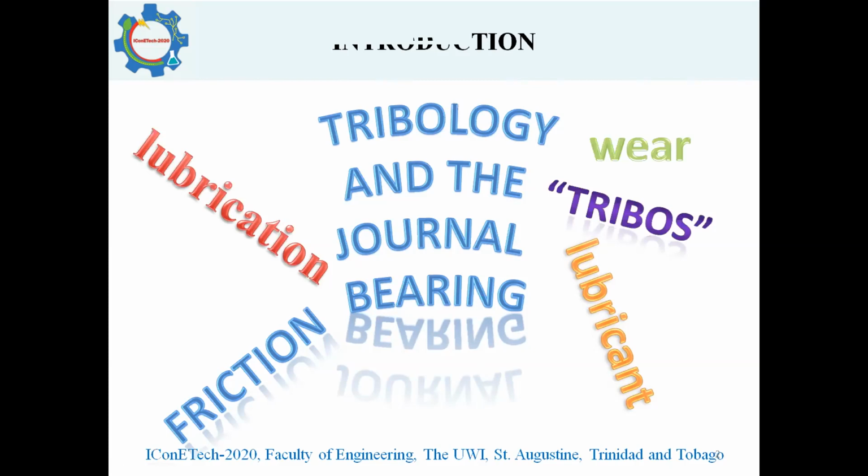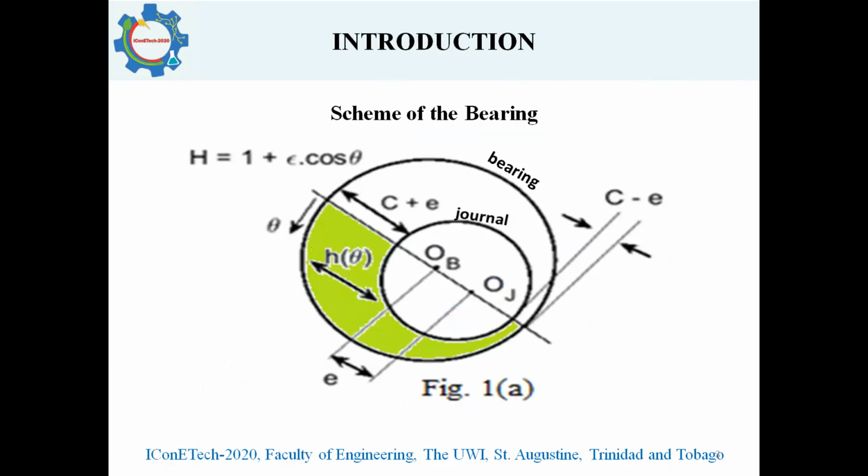So under tribology is the journal bearing. The journal bearing consists of a bearing, the non-moving part, and our journal. The distance between the center of the bearing and the center of the journal is called eccentricity, written as E. And this C, which is the clearance, is the radius of the bearing minus the radius of the journal.